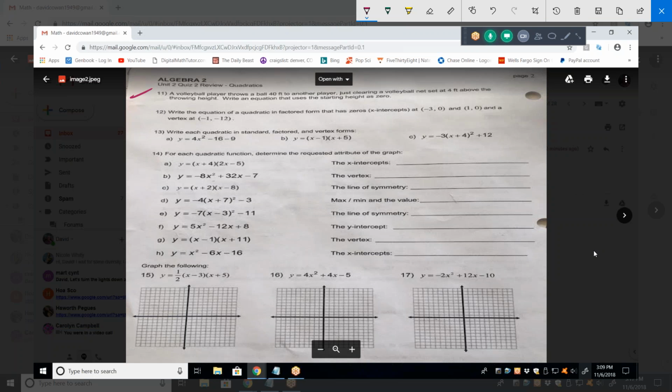Okay. Yeah, I don't know why that's the very first problem, but okay, so let's go to 12. Okay, so number 12 tells us the two intercepts. If we were to draw a picture of number 12, we would have the intercepts right there at -3 and right here at 1.